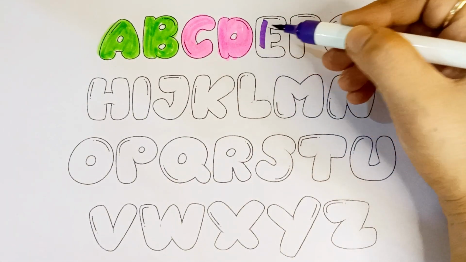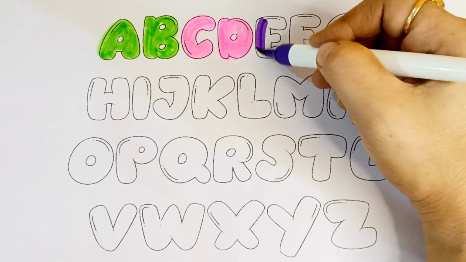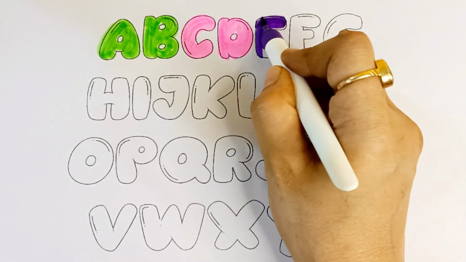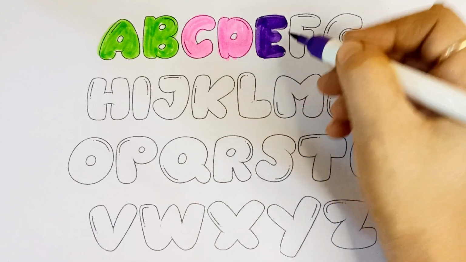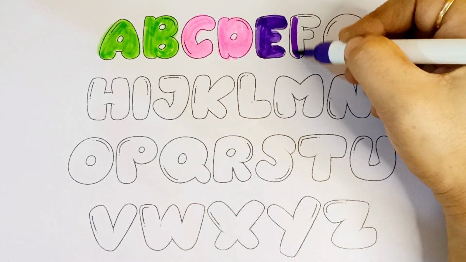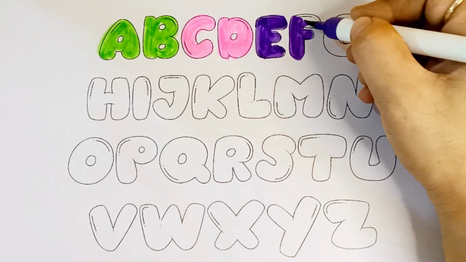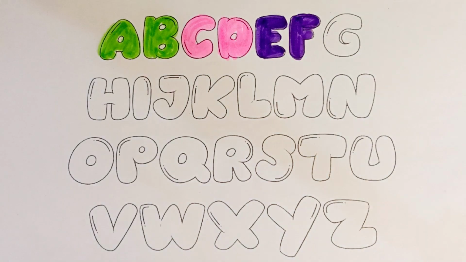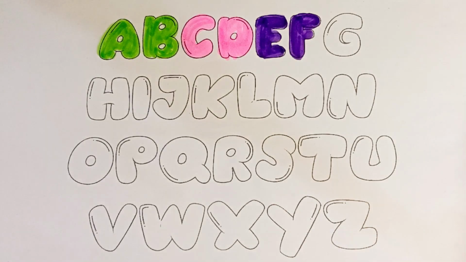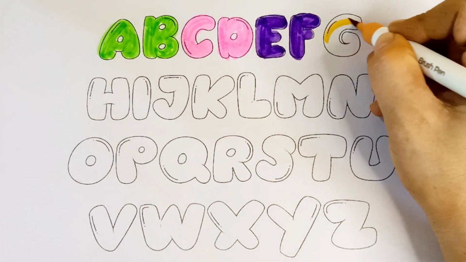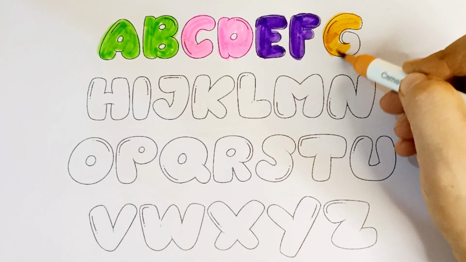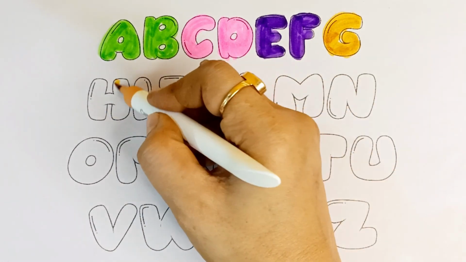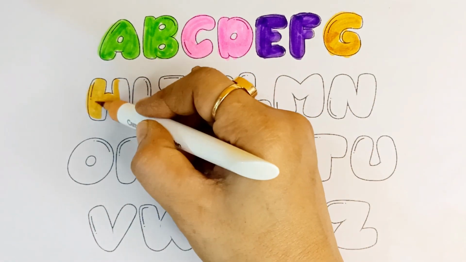E for English. F for fox. Light brown color. G for glass. H for hand.